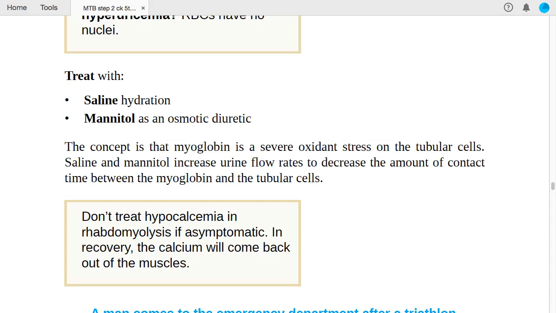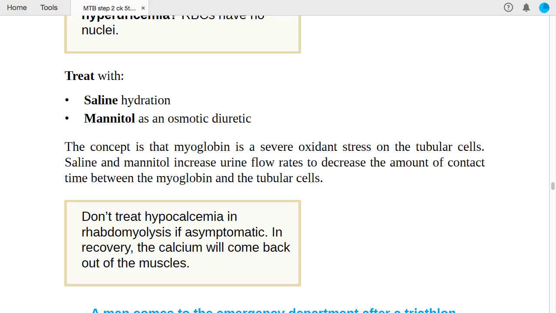If there is more contact time between myoglobin and tubular cells, then because myoglobin is a severe oxidant stress, it's going to stress the tubular cells, and they are going to be damaged more and more. So our duty is to hydrate the patient more and to give mannitol so that there will be flushing of this myoglobin. That decreases the contact time of myoglobin with the tubular cells, and as a result our tubular cells will be saved.